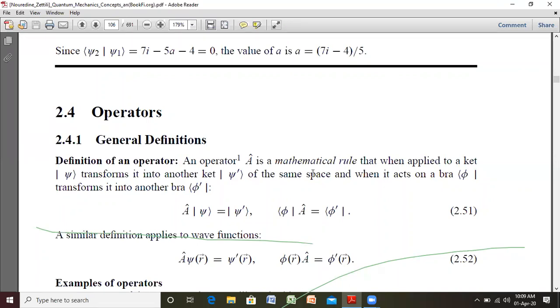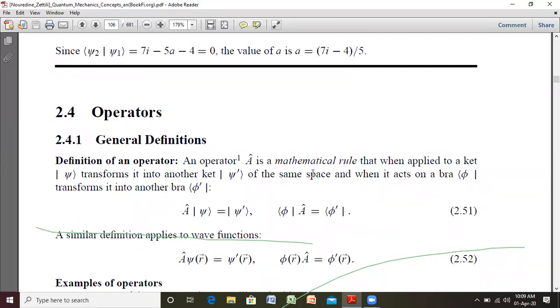For example, we have a differential operator d by dx. If I apply it on a function, let's suppose x square, then if I apply d by dx on x square, the answer will be 2x. So who changed the function? This differential operator. So operator means something which changes a function into another function. That is a simple mathematical definition.